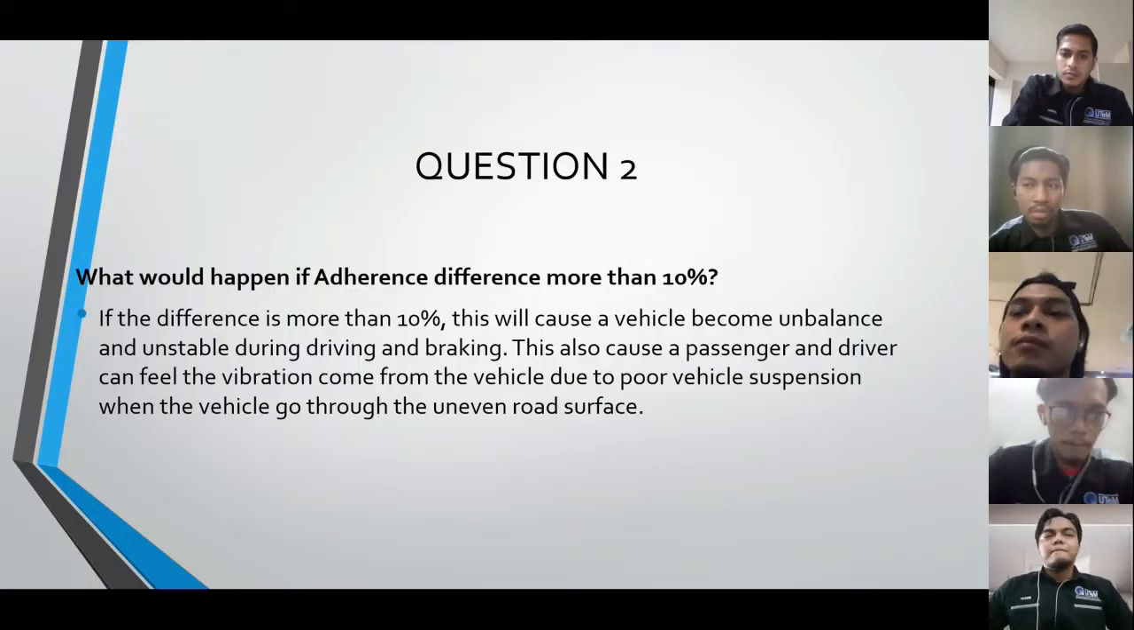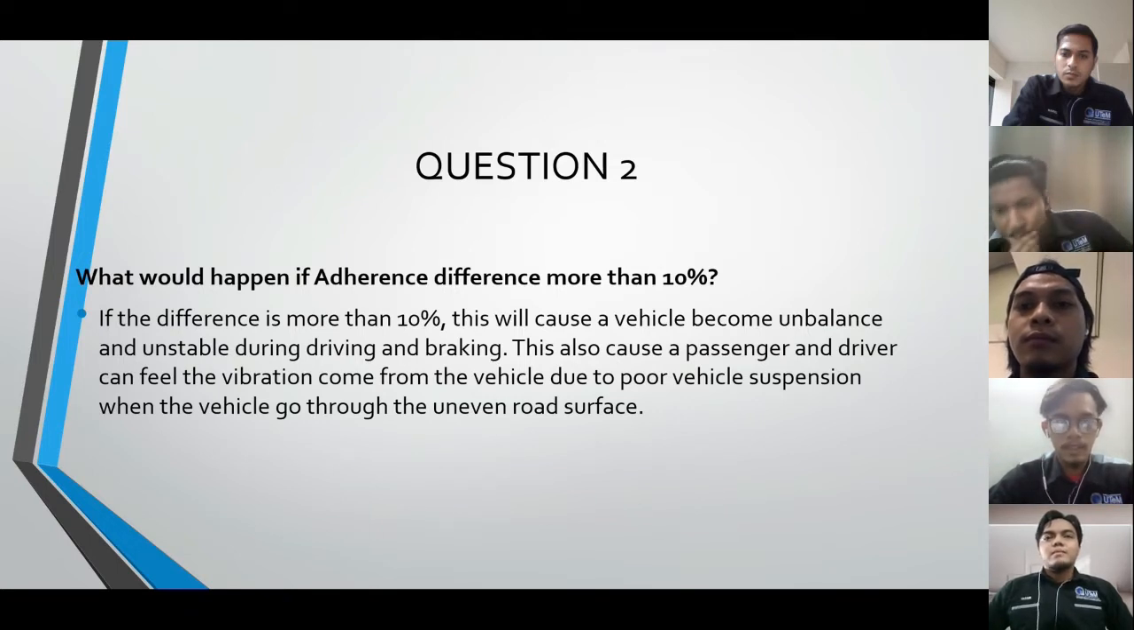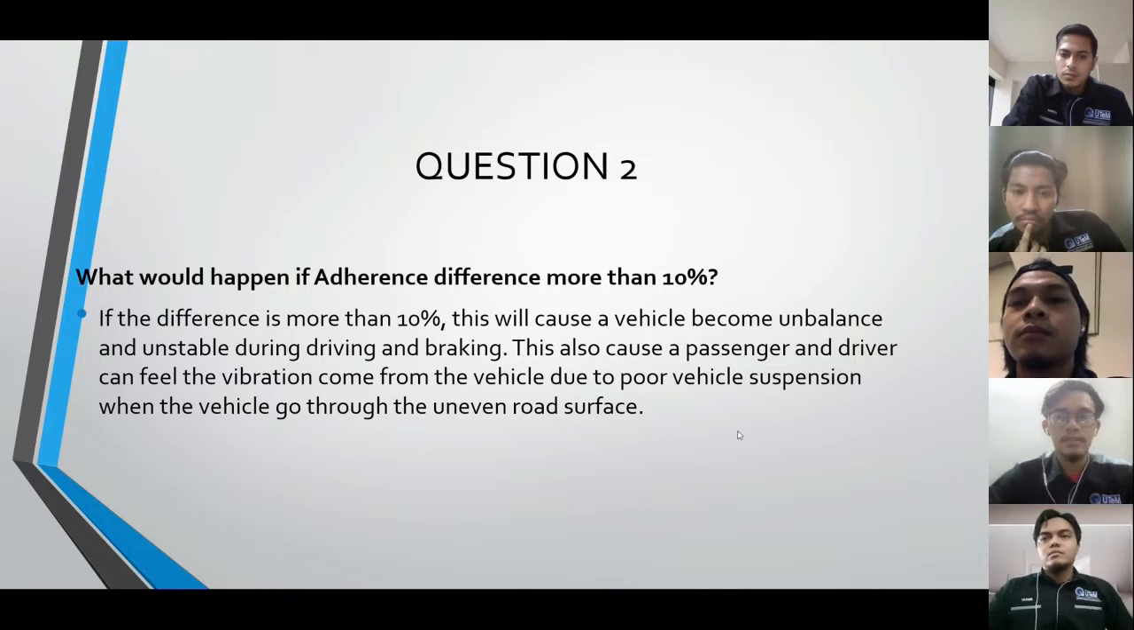Next is question 2. What would happen if the adherence difference is more than 10%? If the difference is more than 10%, this will cause the vehicle to become unbalanced and unstable during driving and braking. It also causes the passenger and driver to feel vibration coming from the vehicle due to poor vehicle suspension when the vehicle goes through an uneven road surface.